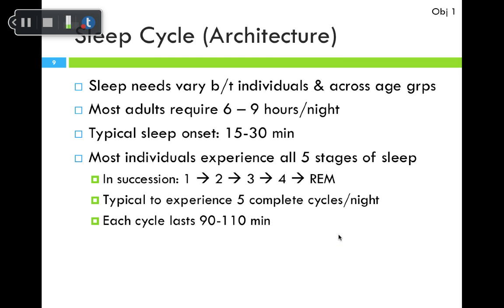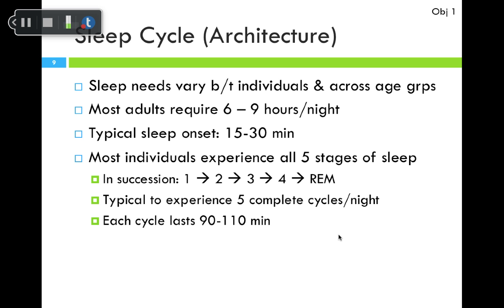For sleep cycle, or sleep architecture, this is just to highlight that sleep needs vary between individual people, so individual patients you might meet, as well as across different age groups. In general, most adults aged 18 and older require 6 to 9 hours of sleep per night. And it should take only about 15 to 30 minutes to fall asleep once someone has decided to go to sleep.